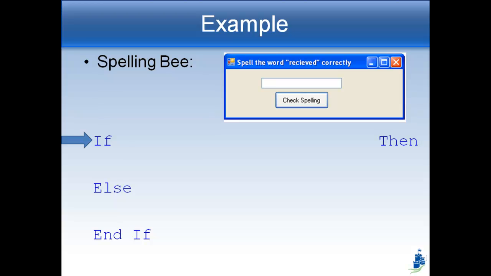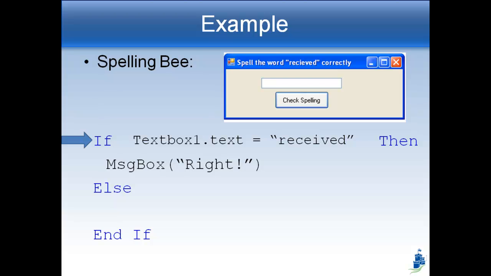We need to ask whether the word received is spelled correctly, and they're going to put that in the text box. So we might want to say, if TextBox1.Text, of course, the text within the text box, is equal to received spelled correctly, then do one thing, and if it is not, then do something else. So you might want to say TextBox1.Text equals received. Now that's our condition. The computer will ask, does TextBox1.Text equal received? And if it does, it will do the top code, and if it doesn't, it will do the bottom code. So we want to say something nice if it does, so we say, yeah, you're right on the top. And else, if it does not equal received, then we want to say that they're wrong.